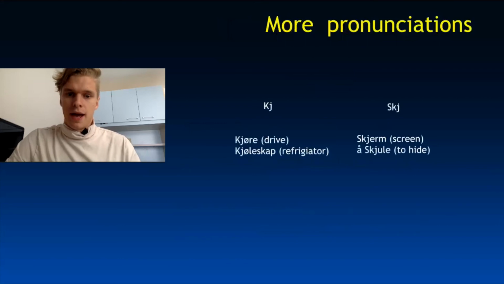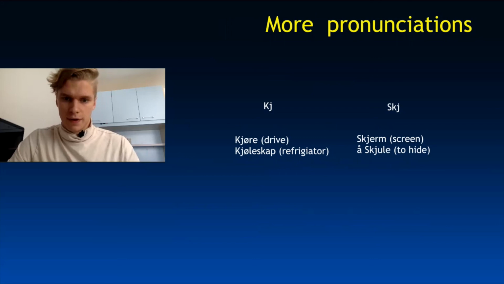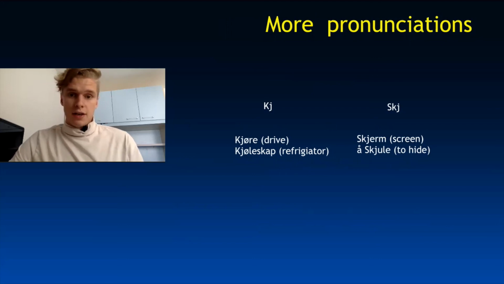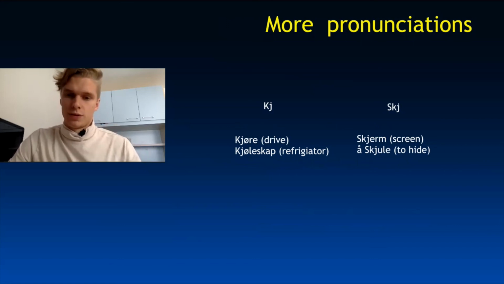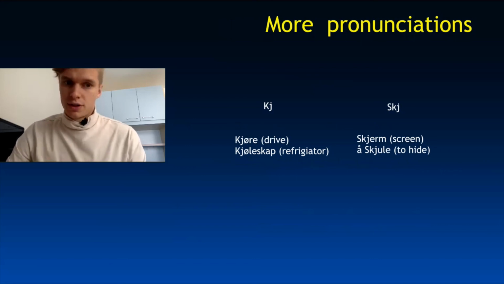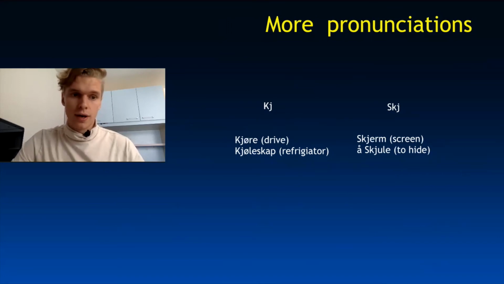Then I have put two kinds of word beginnings right here, which are kj and skj. It's the number one most difficult thing for people to pronounce. I'm going to give you an intro. We're going to work a lot with those words, because there are also some other words that are really difficult, but this one right here may be the most challenging for people. So I'm just going to give you a quick intro, and then we're going to work a lot with this. Look at the first one: kj is pronounced sh.